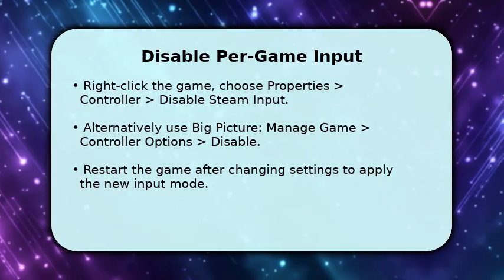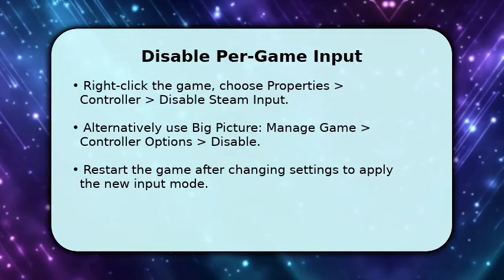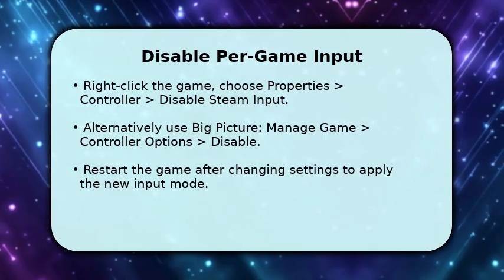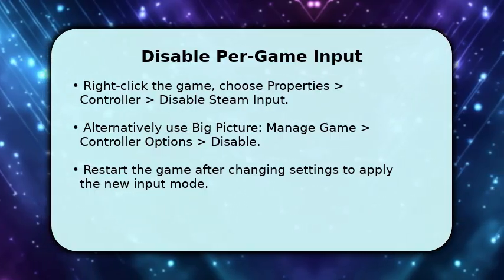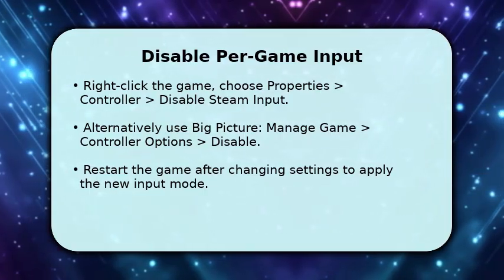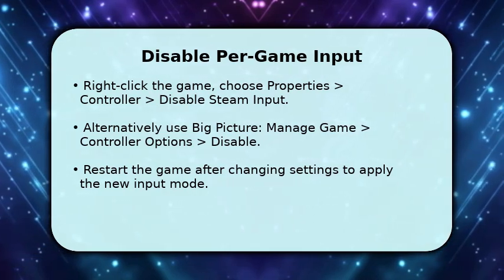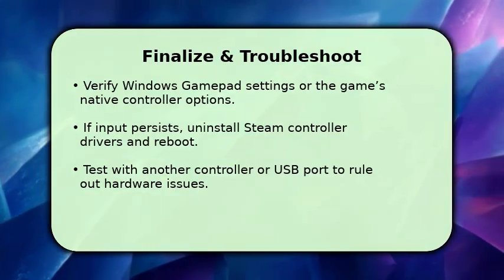Select Disable there. This stops Steam from remapping or injecting controller behavior, letting Windows or the game handle the Xbox pad directly. Once done, close and relaunch the game to ensure the new controller mode is active. Finish by confirming the controller now behaves as expected. Check Windows Game Controllers panel or the in-game input menu to see default Xbox mapping.